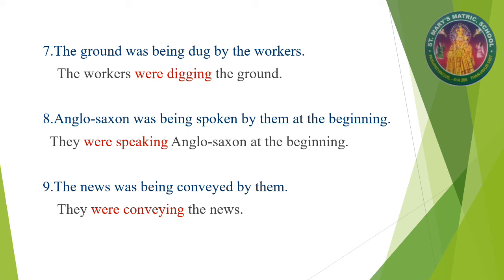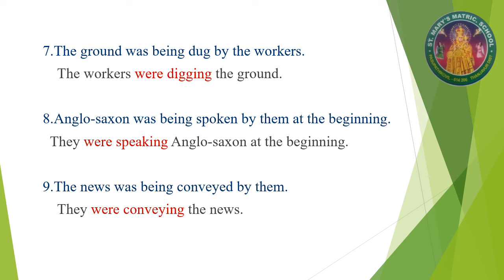Next, ninth sentence. The news was being conveyed by them. Split the sentence. The news is a subject, was being conveyed is a tense. But remove the by, and them is the object. Object will be converted into subject. Them will be considered as they. Then look at the verb form here. Was being, was is a what? It is a past tense, past continuous.